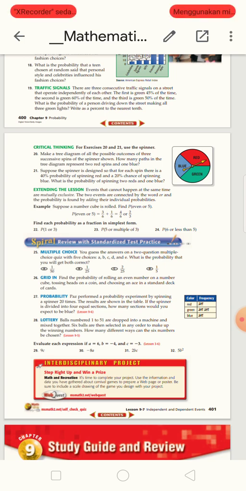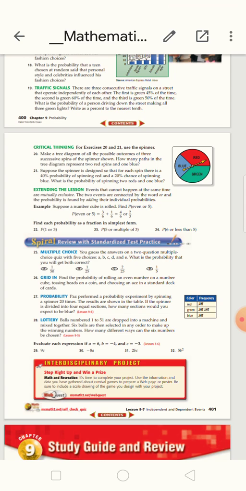28. Lottery balls numbered 1 to 51 are dropped into a machine and mixed together. 6 balls are then selected in any order to make up the winning number. How many different ways can the 6 numbers be chosen?